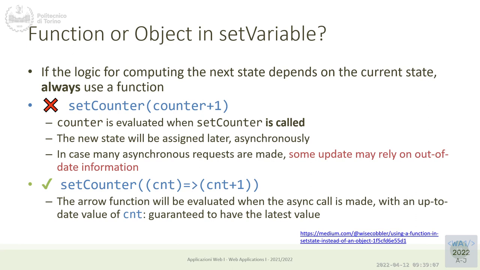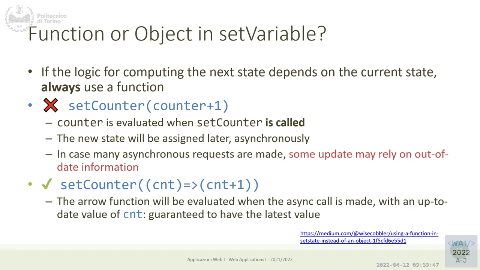And I'm sure that, of course, these callbacks are always synchronous functions. I'm sure that this plus one will be applied to the real current value. In the first case, I may have computed this expression, for example, 100 plus one, but before React actually applies the state change, there may have been other modifications. So maybe counter in the meantime has been reset to zero, or is being increased 10 more times.